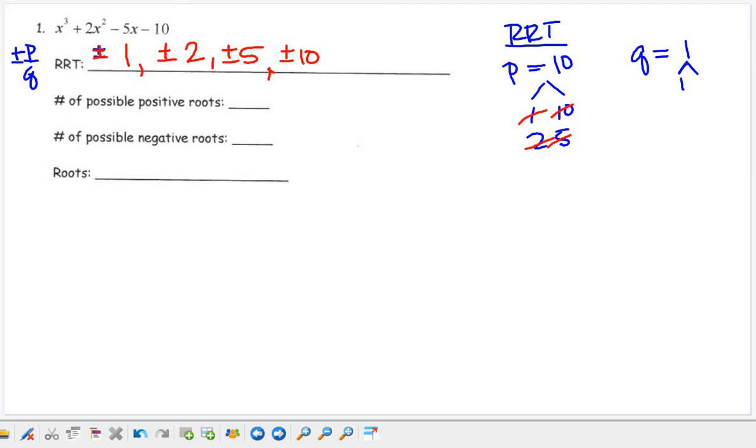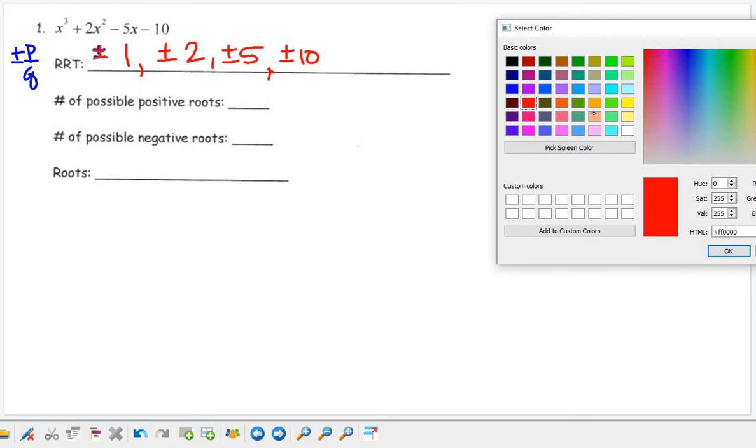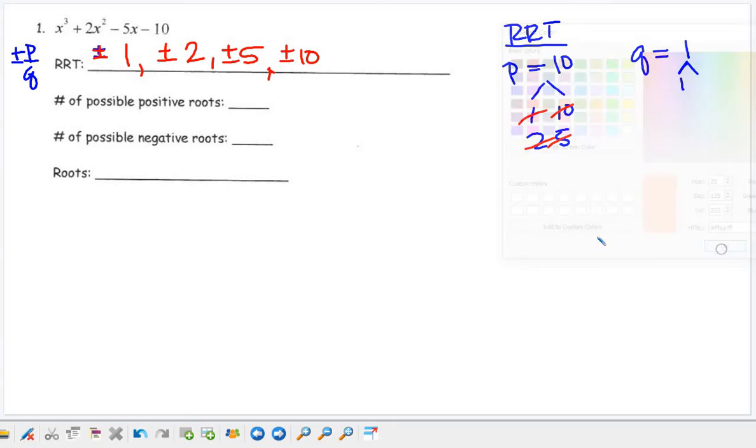So let's look then at the number of possible positive roots. This is Descartes. Descartes says if I want to know the number of possible positive roots, I count the sign changes. Positive to positive, not a sign change. Positive to negative is a sign change. Negative to negative, not a sign change. So I know that I have one possible positive root.